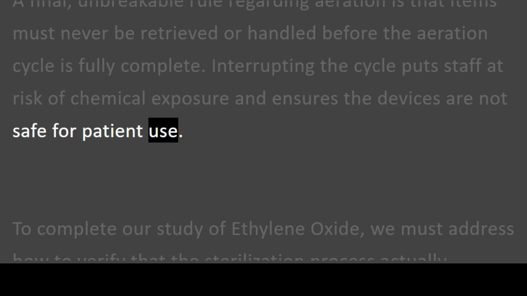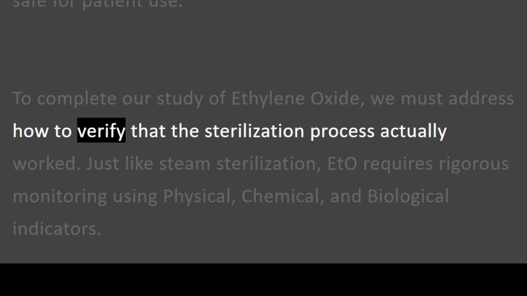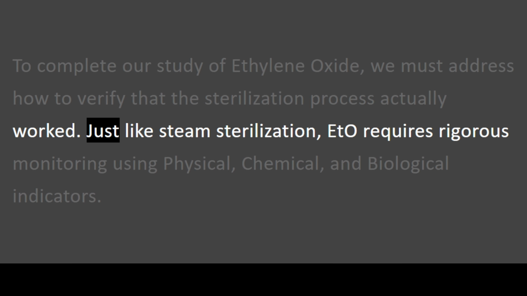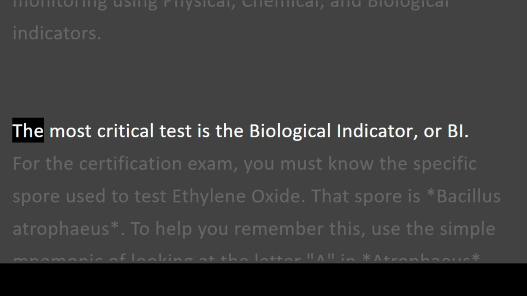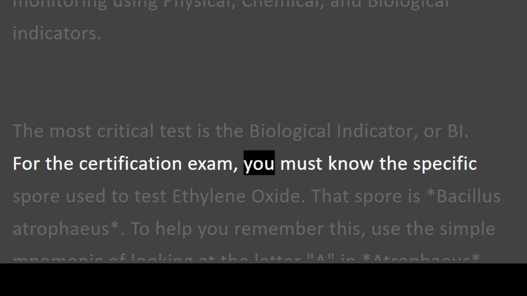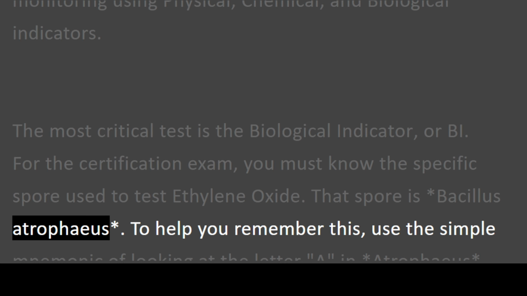To complete our study of ethylene oxide, we must address how to verify that the sterilization process actually worked. Just like steam sterilization, ETO requires rigorous monitoring using physical, chemical, and biological indicators. The most critical test is the biological indicator, or BI. For the certification exam, you must know the specific spore used to test ethylene oxide. That spore is Bacillus atrophaeus.